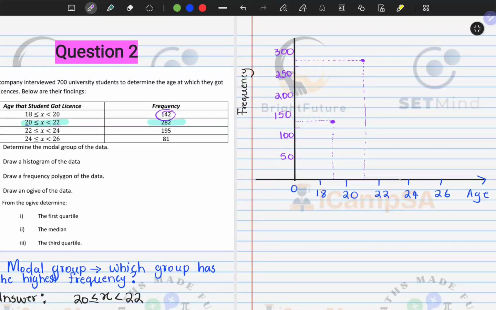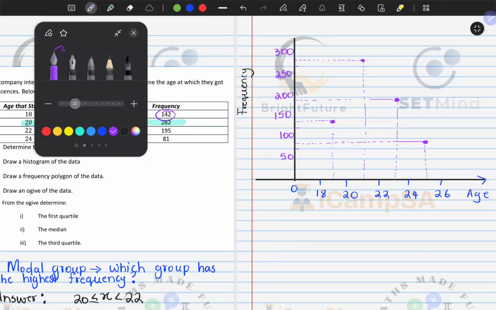Then between 22 and 24, we have 195. So that is very close to 200. Okay. It's very close to 200. So I'm going to put it there. Then 24 to 26, we have 81. Okay, so in the middle, we have 100. So here it's going to be 75. So 85 is somewhere around about there. So this is not drawn according to scale, and that is what we have.